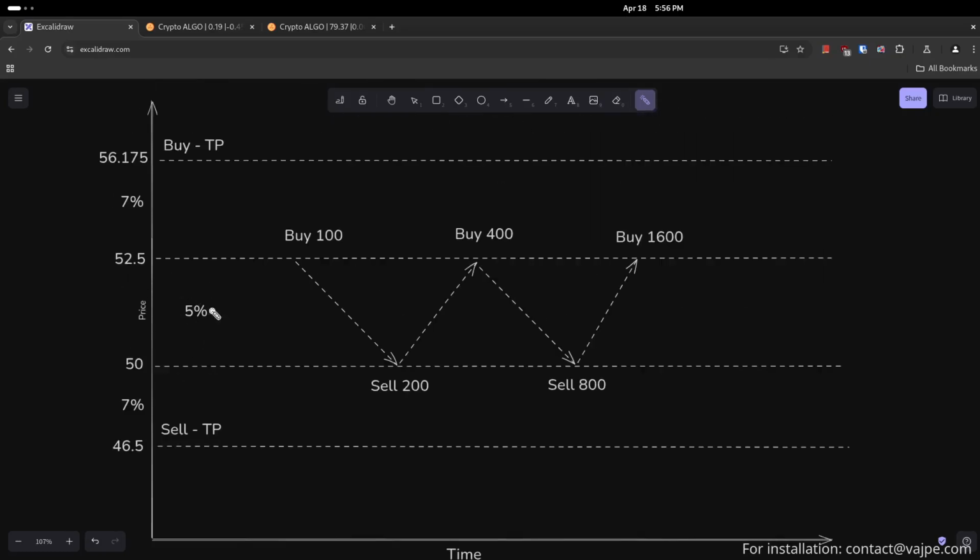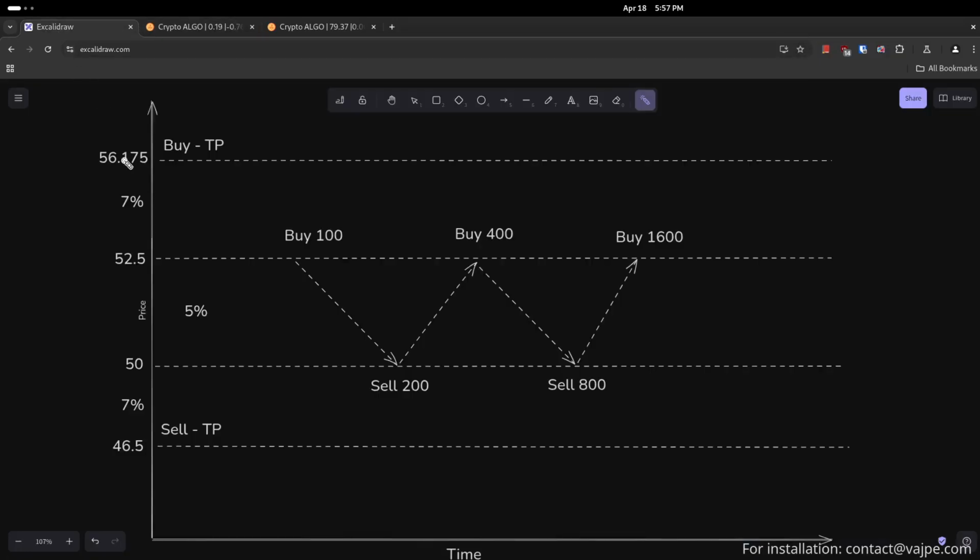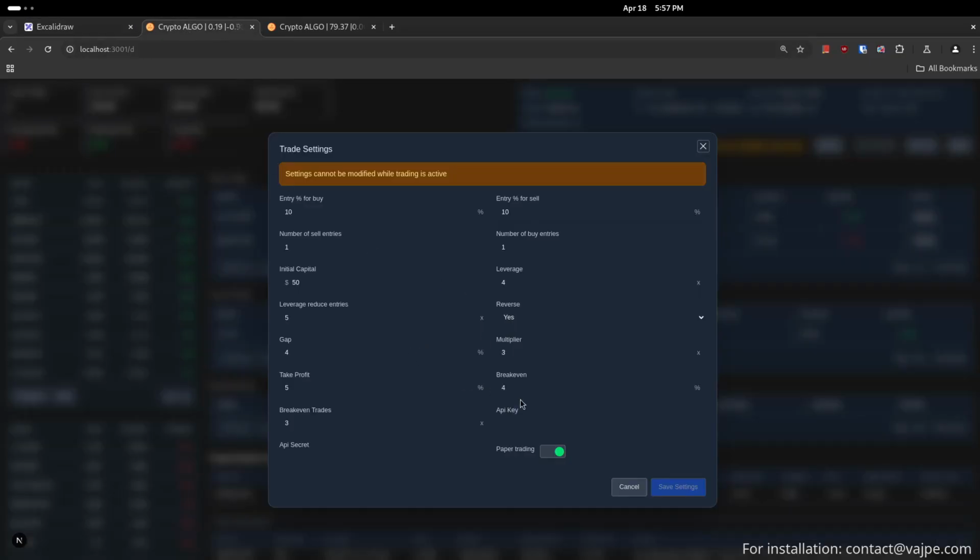So this is the gap, a 5% gap between the buy and sell entries, and the take profit, which is 7%. And then there is a break even of 4%. This break even is like a reduced take profit, and it activates once there are three trades, right?